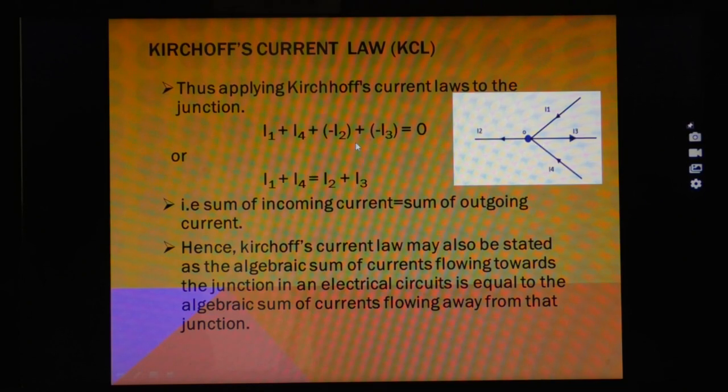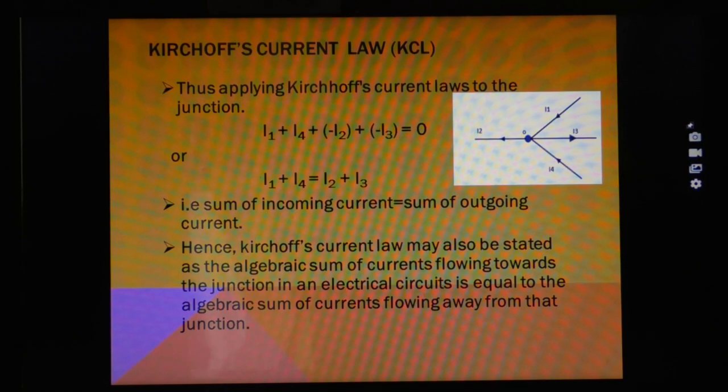Now we apply the statement of KCL, sigma I is equal to 0. What does it mean? I1 plus I4 plus minus I2 plus minus I3 is equal to 0. It means I1 plus I4 minus I2 minus I3 is equal to 0. Alright, what we can take over here? We can take negative sign common, and inside the bracket what would be left? I2 plus I3. Alright, then we shift these two currents on the other side of the equation. So we get here I1 plus I4 is equal to I2 plus I3.